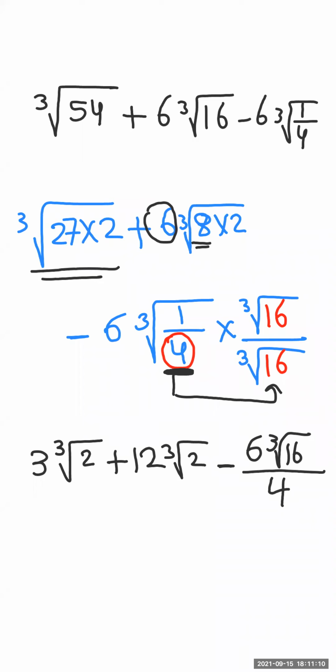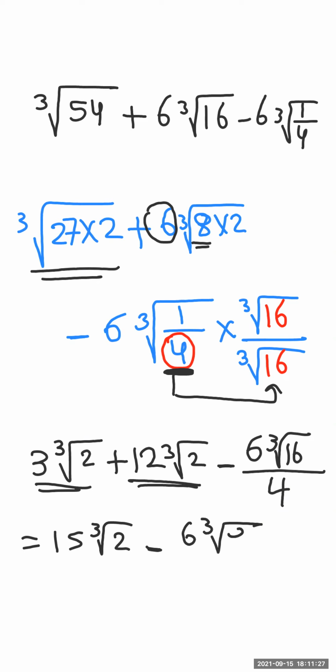Okay, guys? Now it will equal 3 cubic root of 2 plus 12 cubic root of 2, which equals 15 cubic root of 2, minus 6 cubic root of 16. We said that it's the cubic root of 8 times 2 over 4.